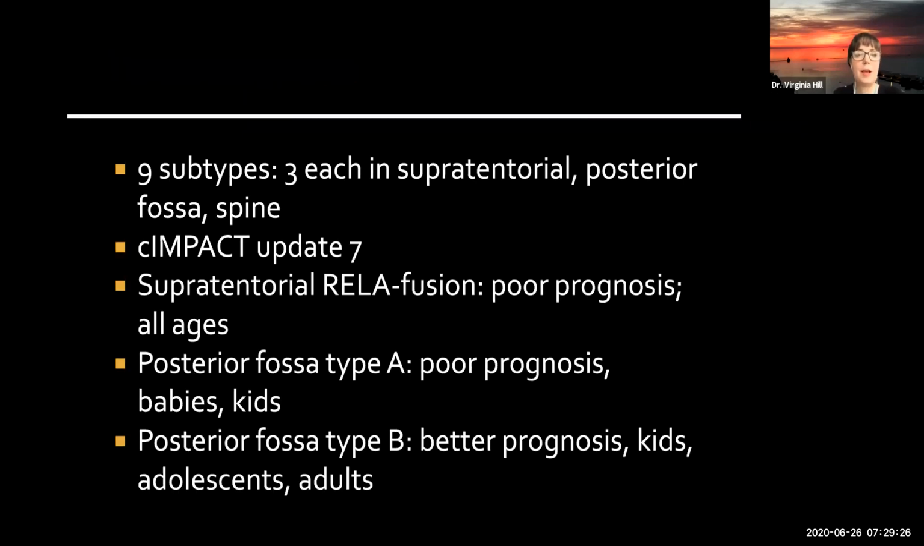There are 9 subtypes, again, based on this radiomic molecular classification. There are 3 subtypes each in the supratentorial, posterior fossa, and spine spaces. For each of these, a subependymoma will be the lowest grade, and it occurs in all 3 of these spaces. All of this is detailed in the cIMPACT-NOW Update 7. The supratentorial RELA fusion lesion is the one with the poorest prognosis that occurs in all ages. Also, posterior fossa type A has an exceptionally poor prognosis and occurs in babies and children. And posterior fossa type B has a better prognosis and occurs in kids, adolescents, and adults.